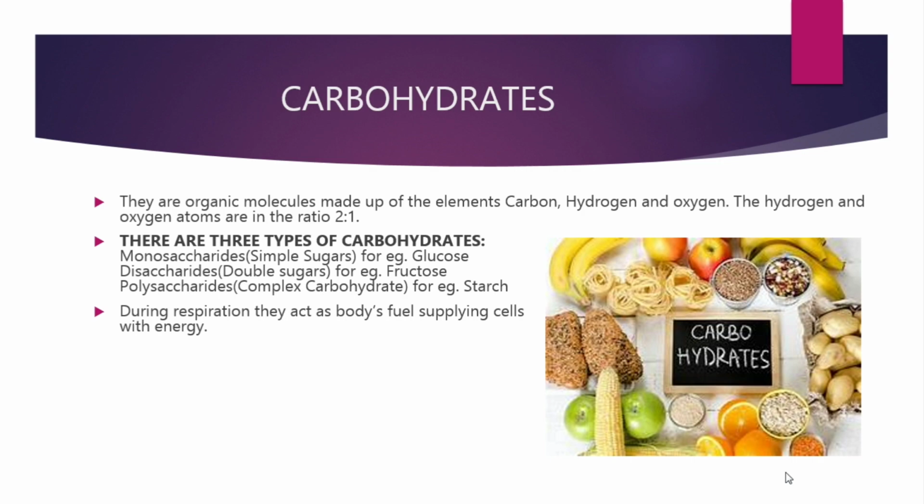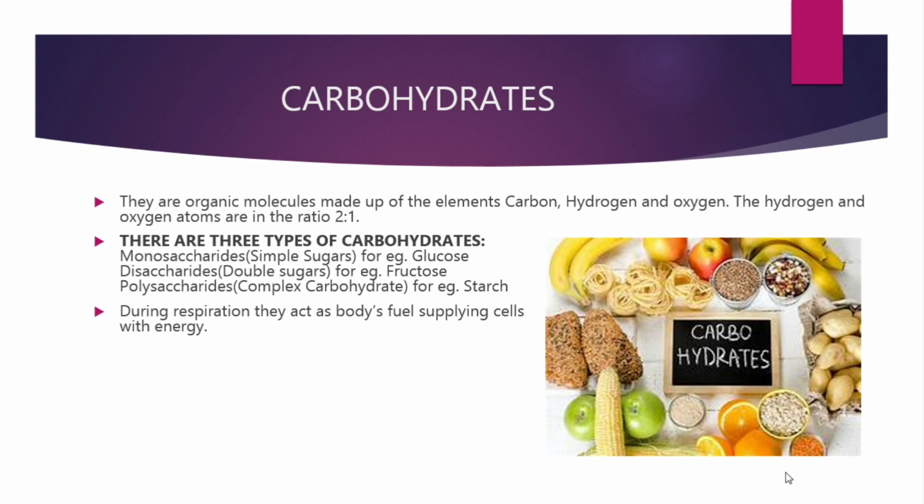But in carbohydrates, the hydrogen and oxygen atoms are in the ratio 2:1. For example, if there are two hydrogen atoms, one oxygen atom will be present. If there are four hydrogen atoms, two oxygen atoms will be present. So the number of oxygen atoms is half the number of hydrogen atoms.